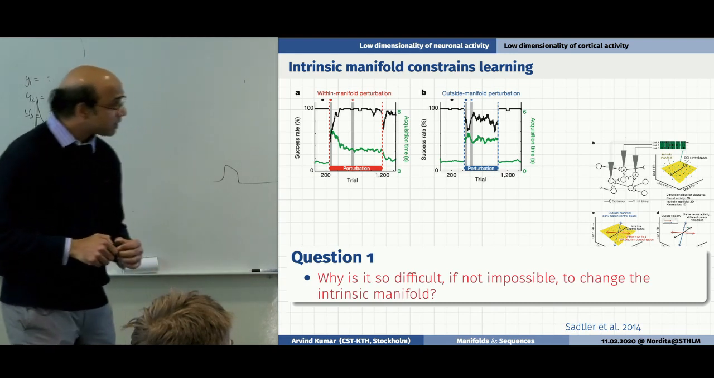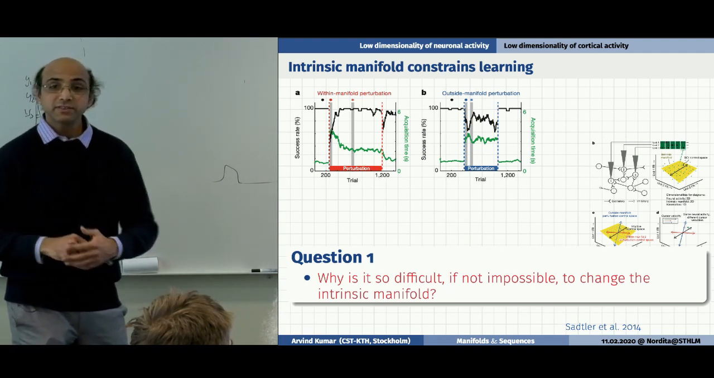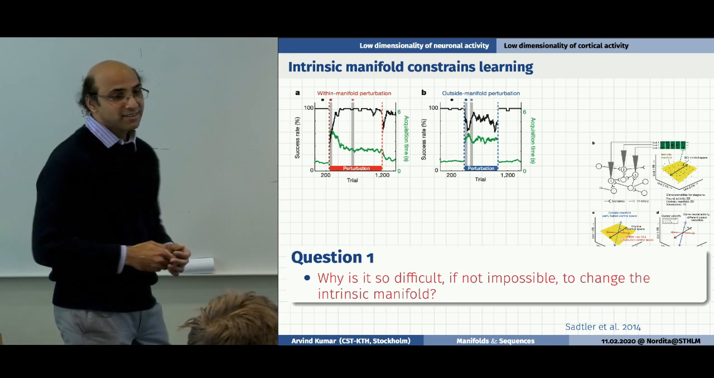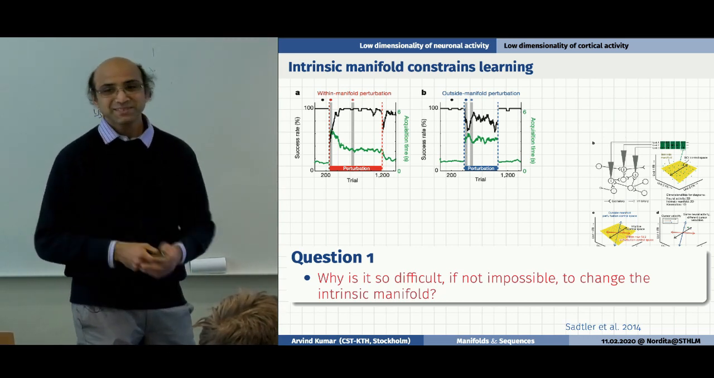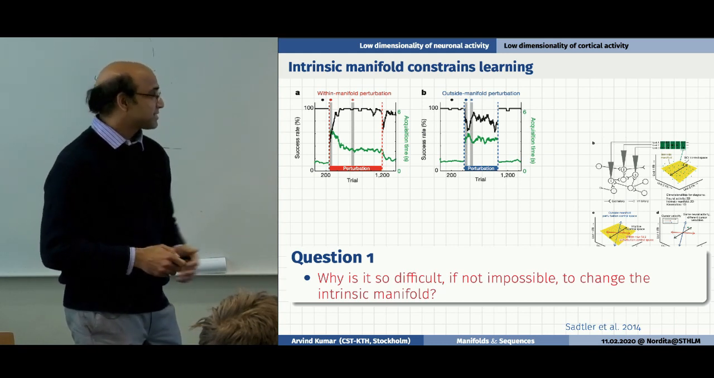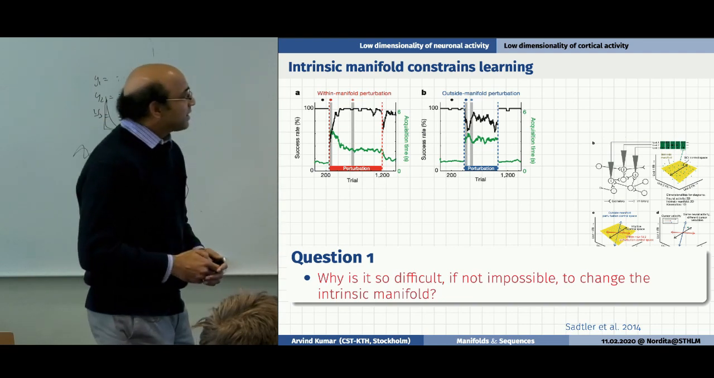So question to me was, why is it so difficult to change these manifolds? And it's a difficult question, so I gave it to Emil. He was a master's student looking for a thesis topic, and I said, Emil, you do this. And to my surprise, he did it, and you will see what he did. So that's all due to Emil.